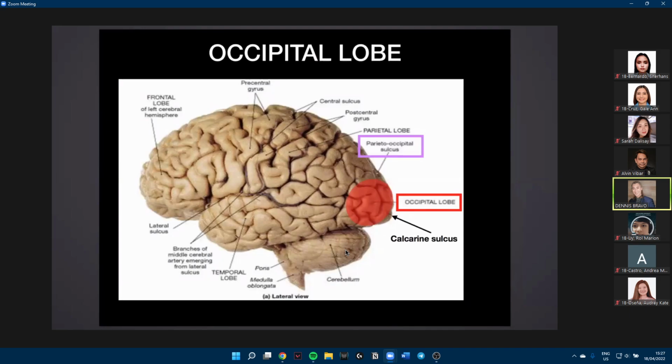Now, finally, let's focus on the posterior aspect of the brain, and that would be the occipital lobe. We only see a glimpse of the occipital lobe on the lateral view, and it is better seen on the medial view of the brain. So what separates the occipital lobe from the parietal lobe? We have already mentioned this earlier. This is called the parieto-occipital sulcus.